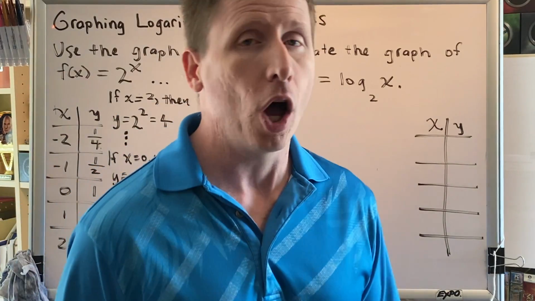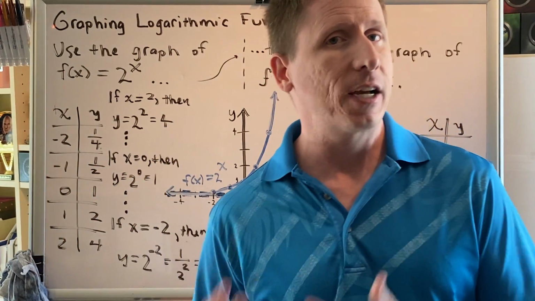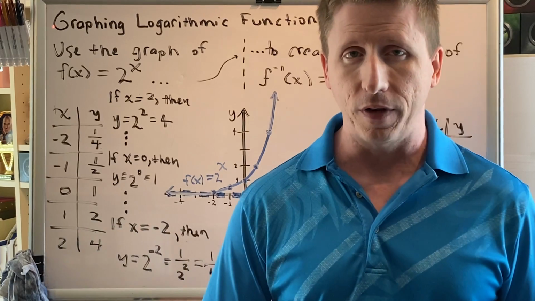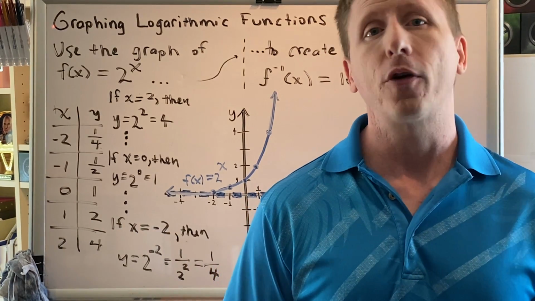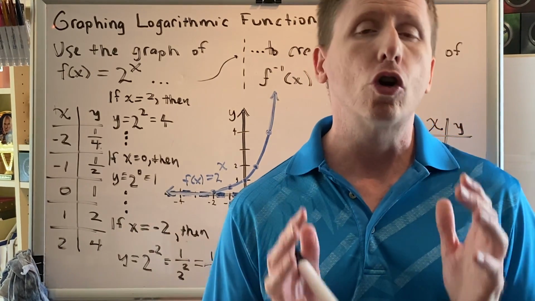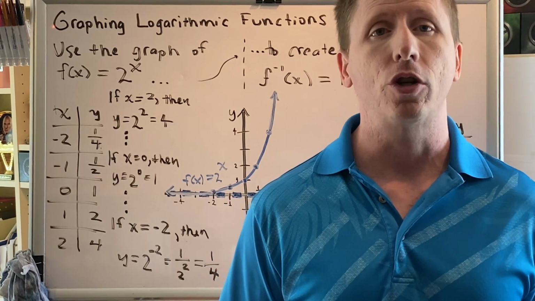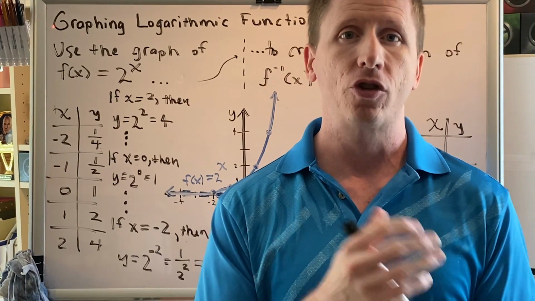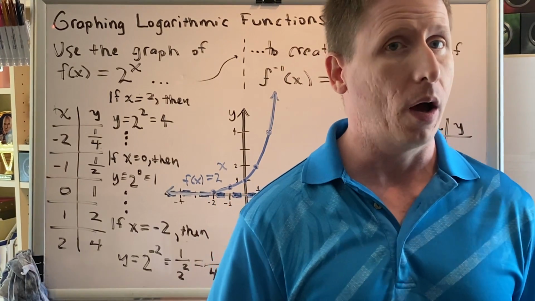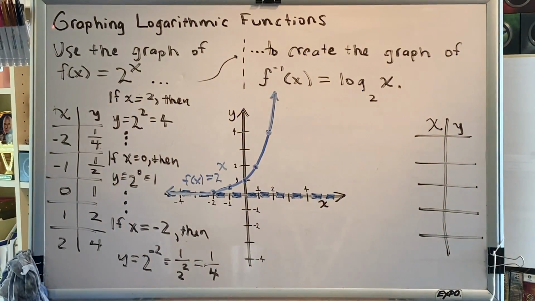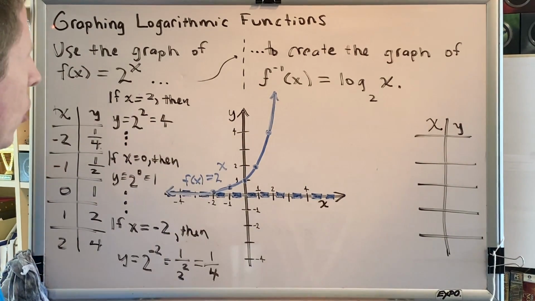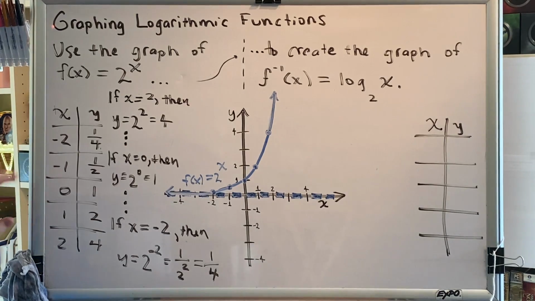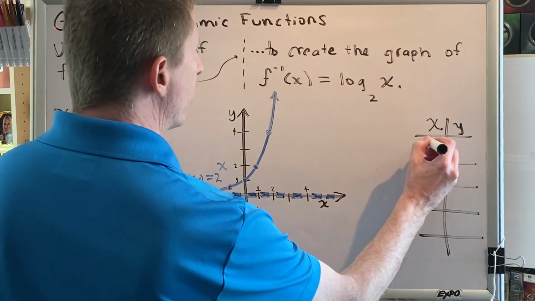Now that we are studying logarithmic functions, and we recall that exponentials and logarithmics are inverses of each other, we can use what we know about the graph of the exponential function to create the graph of the logarithmic function. We do this by swapping all of the inputs and outputs, all of the x's and y's. With this in mind, let's now create the graph of f inverse of x equals log base 2 of x. We take each of the x and y values from the exponential function and swap them.